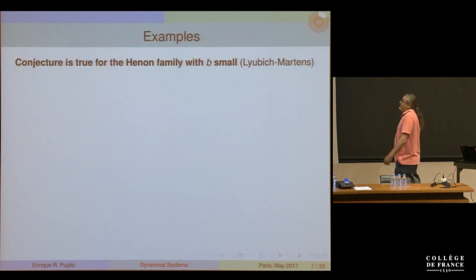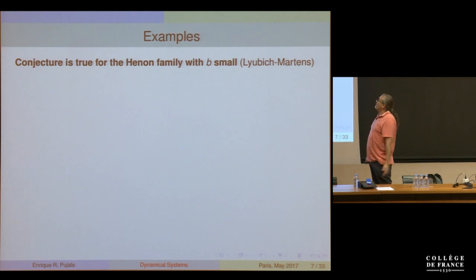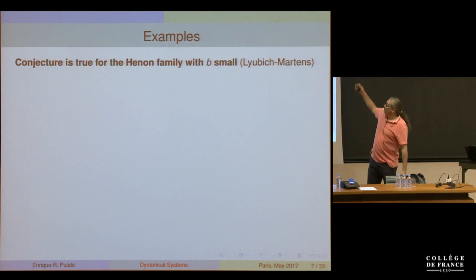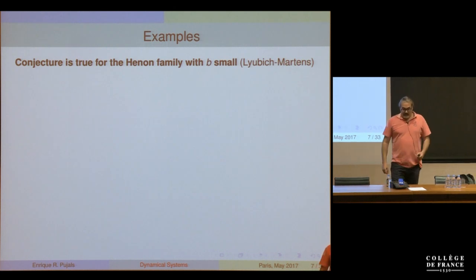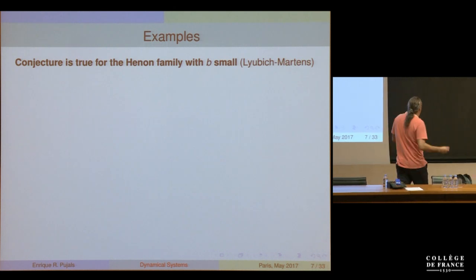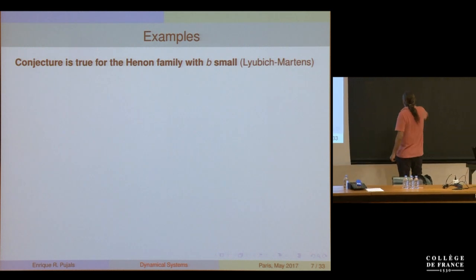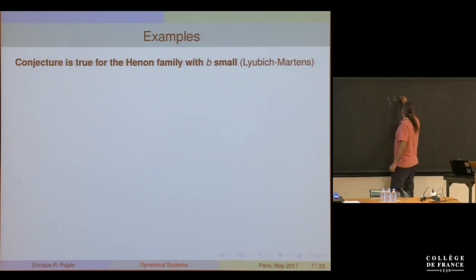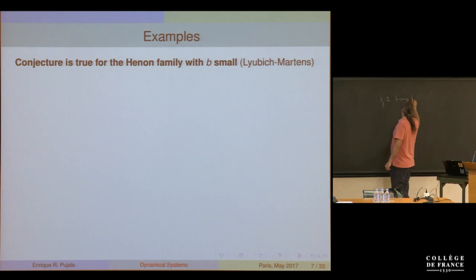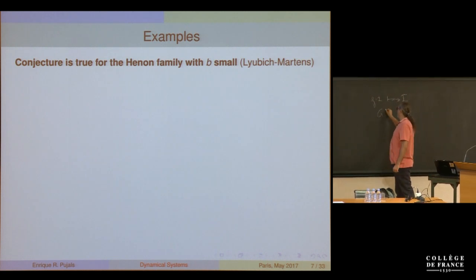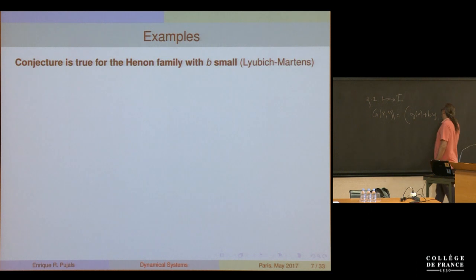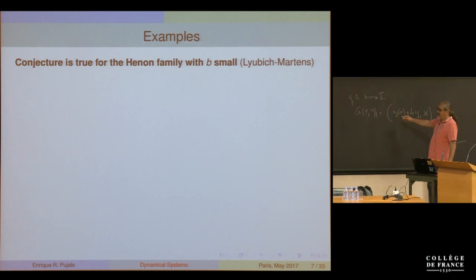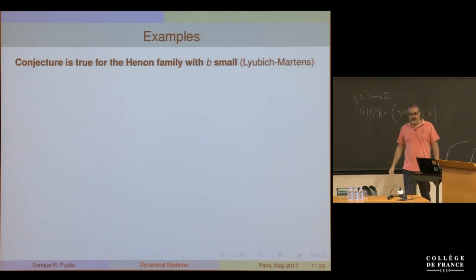So which are the examples? Well, the first is this conjecture is true for the Hénon family. If you take b small, which is the Hénon family, basically you have the quadratic. It's something that you can do in general. You have a one-dimensional endomorphism of the circle, of the interval, sorry, and you embed it in a two-dimensional dynamics. And if g is a quadratic family, this is the typical Hénon map.